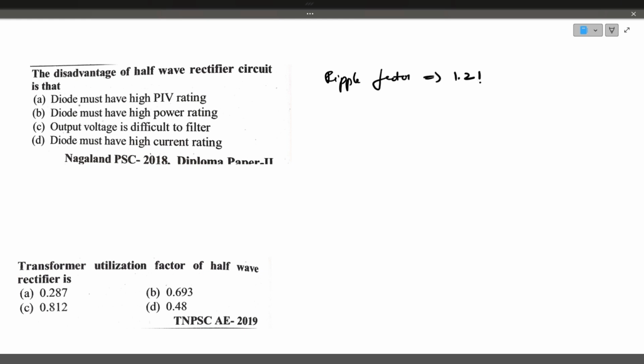So we'll see the options. Diode must have high peak inverse voltage. No, this is for center tap. Diode must have high power rating. No. Output voltage is difficult to filter. Yes, he is telling that there are high ripples. There are higher ripples in the output. That's why it is difficult to filter the output. Diode must have high current rating. No. Answer is option C.